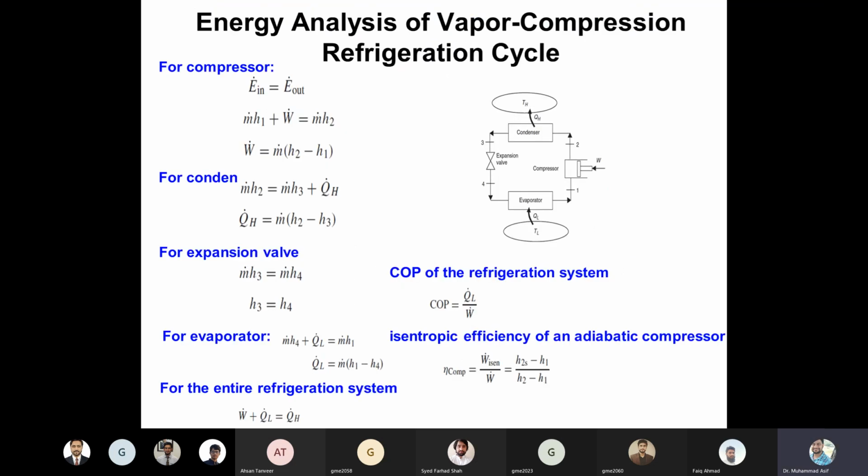So by using the energy balance, we calculated how much input is required to run the compressor. And if we know all of the other components, through the energy balance, we can also evaluate the performance of this solar vapor refrigeration system.